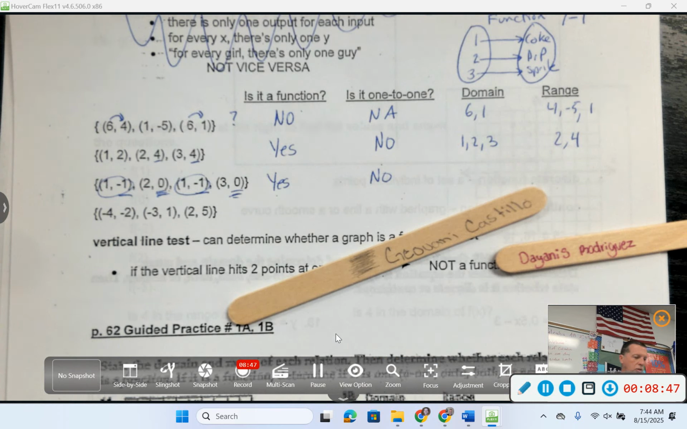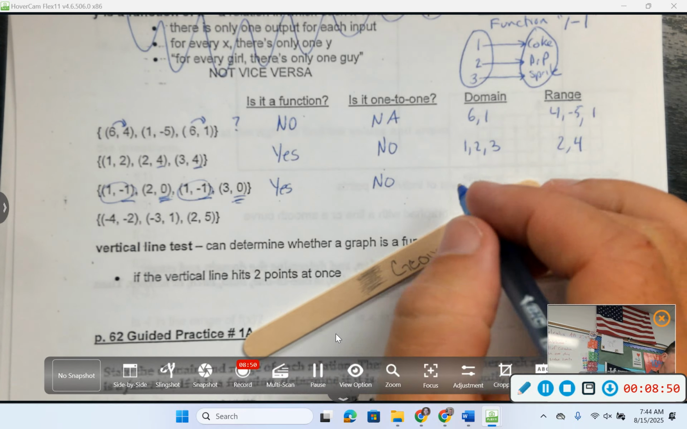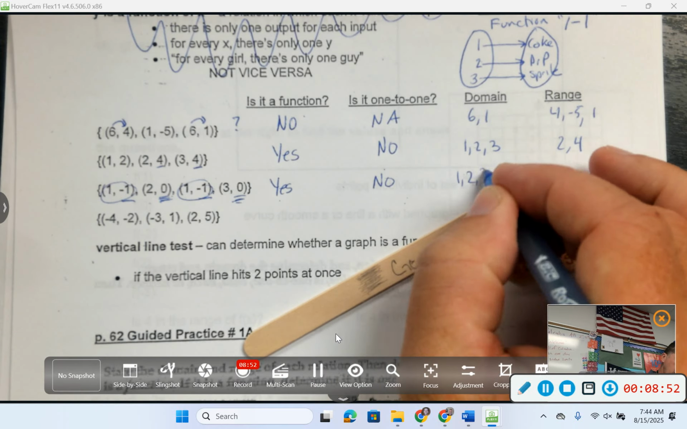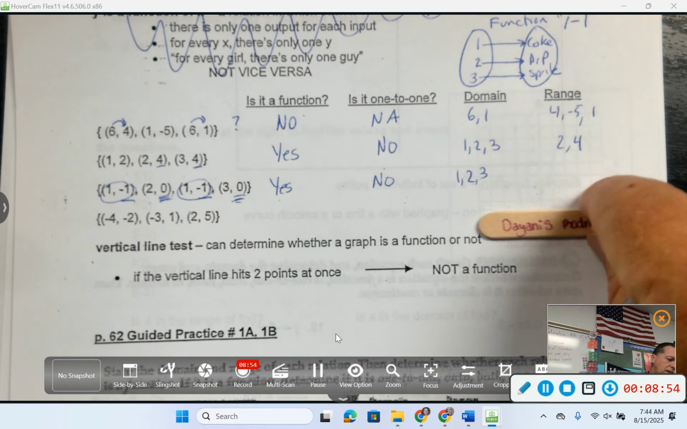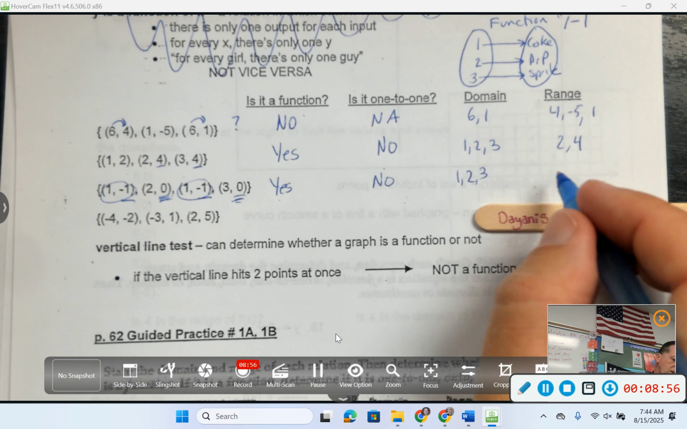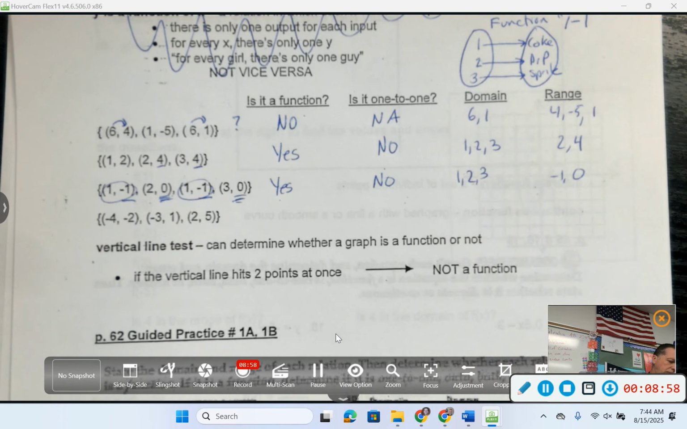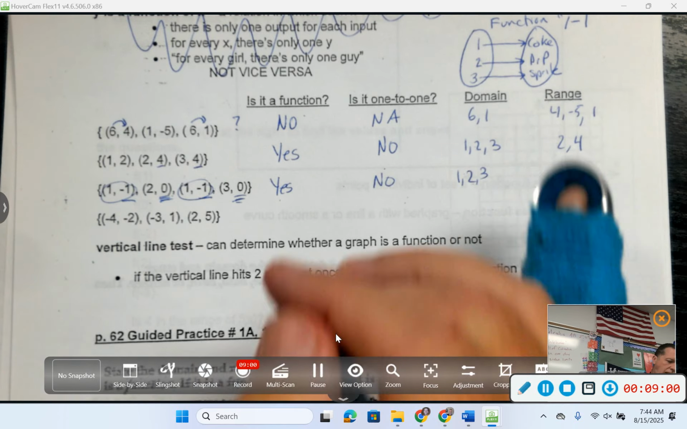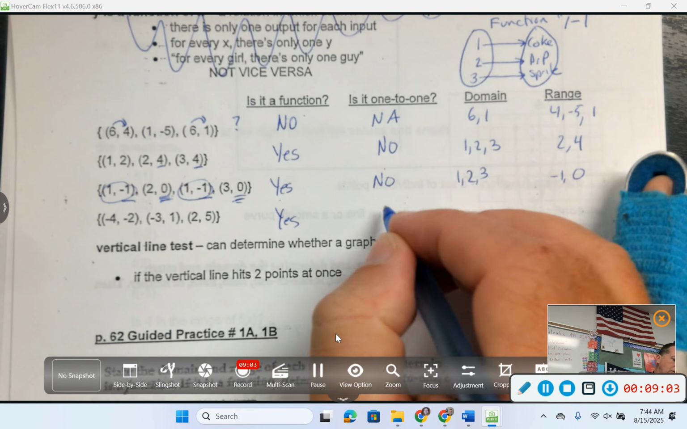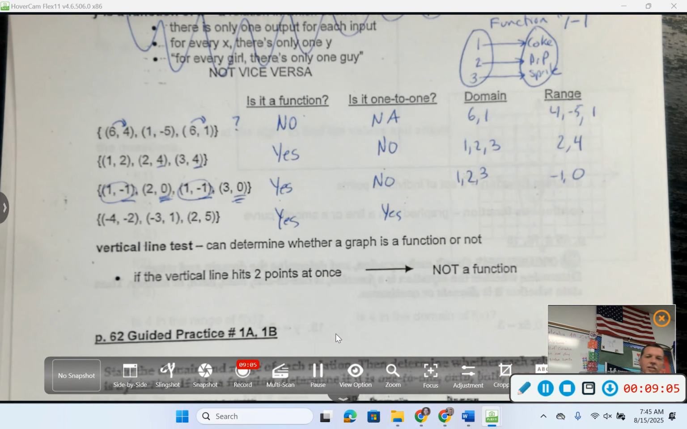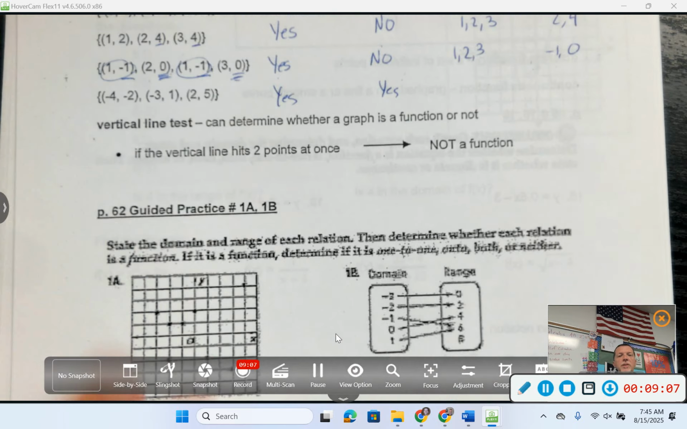Giovanni, how about the domain? 1, 2, 3. And Dionese, the range? Yeah. And this is pretty easy. The last one is yes and yes, and you can list the x's and y's. I'm going to speed things up a little bit.